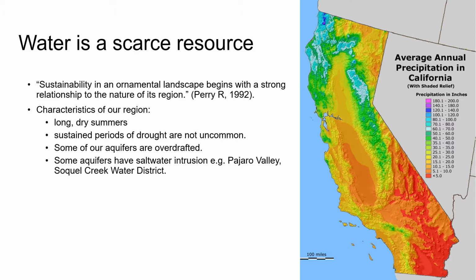and our historic overuse. We sometimes have sustained periods of drought that can last for several years. And depending on where we live, some of our aquifers are overdrafted and some have saltwater intrusion, especially here in the Pajaro Valley and also within the Soquel Creek Water District.